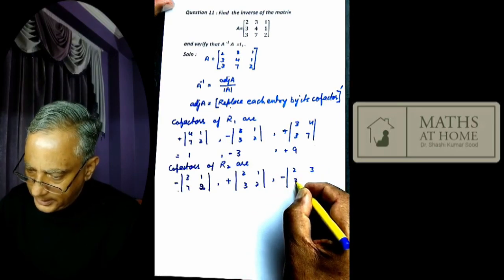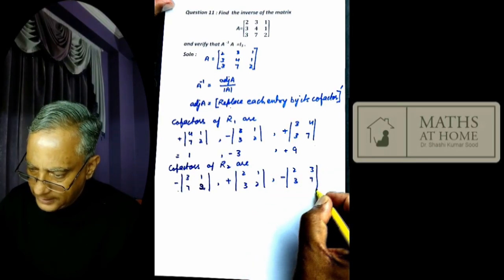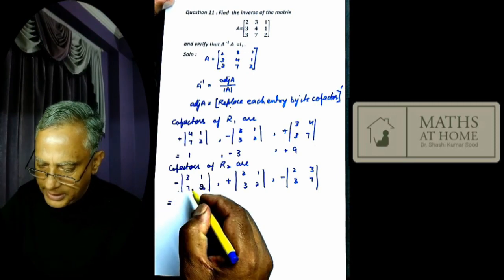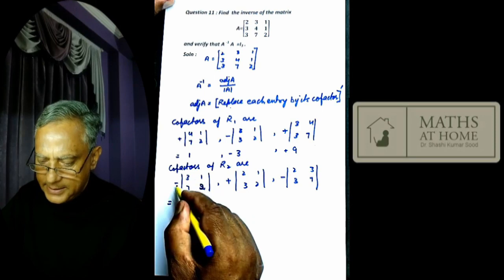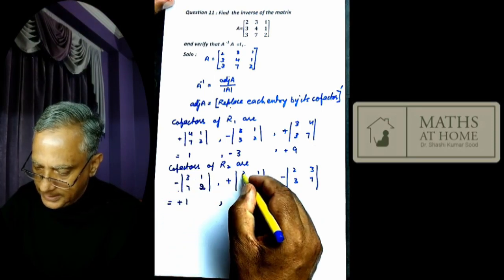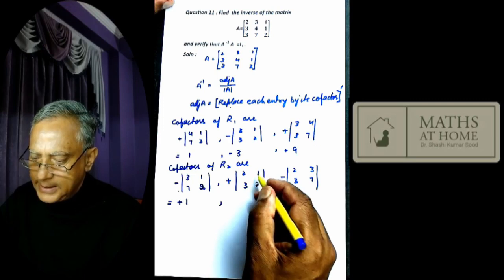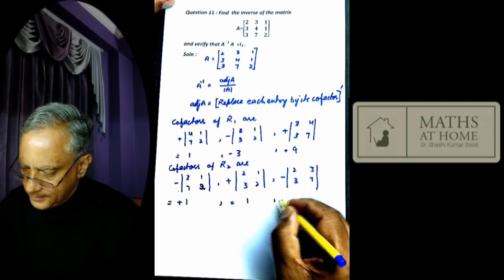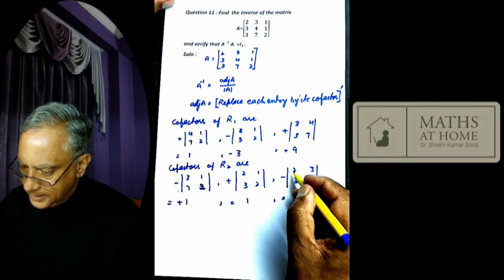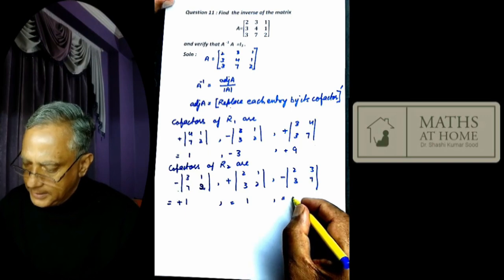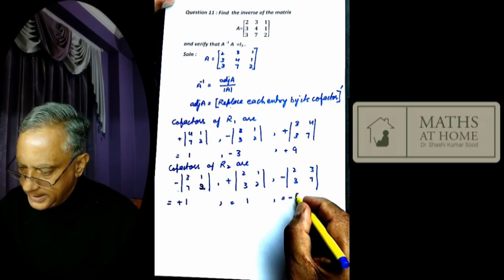And on evaluation, this gives 6 minus 7. Minus 1, minus, minus, plus. So this will be plus 1. This is 4 minus 3. 4 minus 3 is 1. And this is equal to 14. 14 minus 9. That is 5. So minus 5.